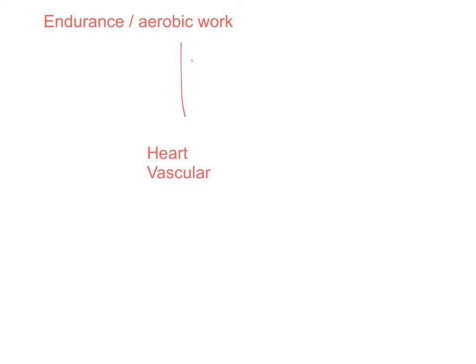In this unit of work, we will be looking at the cardiovascular system, and in particular the heart. Exercise that relies predominantly on the supply and use of oxygen for prolonged performance is termed endurance or aerobic work. The aerobic system, which provides energy for this prolonged work, consists of three distinct body systems, which is the heart, the vascular system, and the respiratory system.